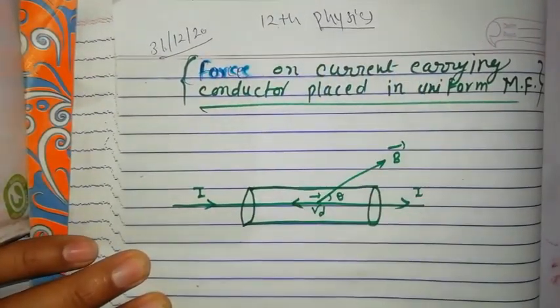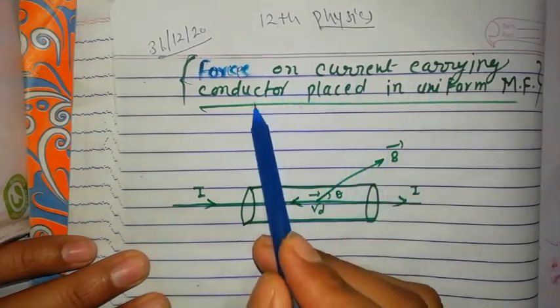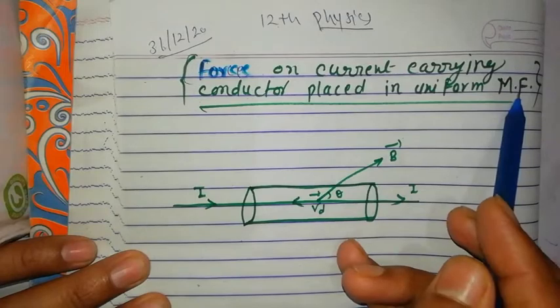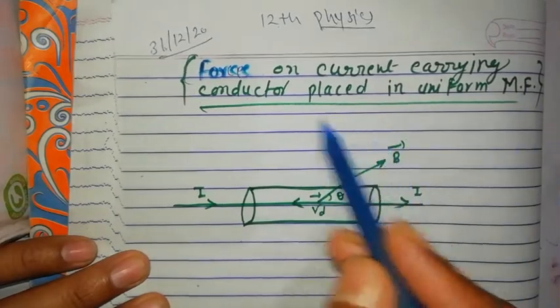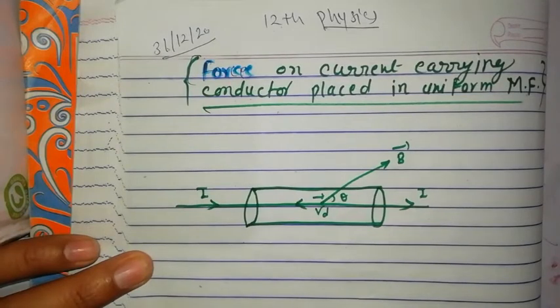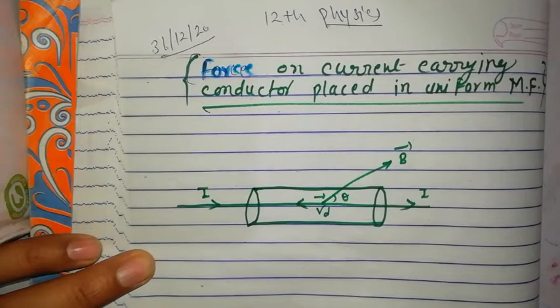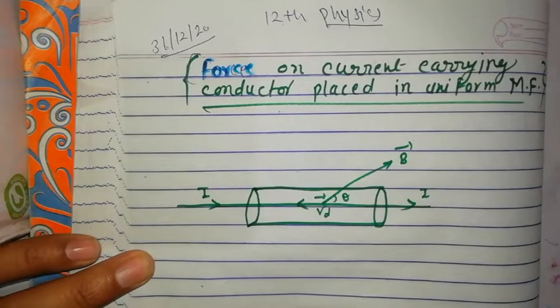12th physics. Today's topic: force on a current carrying conductor placed in a uniform magnetic field. We know that a moving charge experiences a magnetic force in a uniform magnetic field. It can be extended to a current carrying conductor placed in a uniform magnetic field, because electric current is the flow of free electrons.